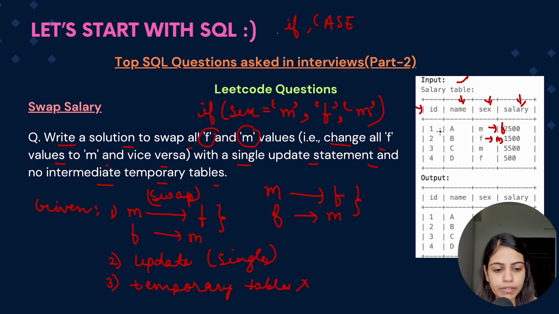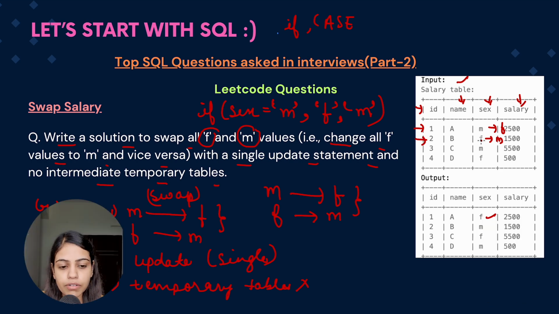Let's see. It will come here. Is sex equal to m? Yes. So go ahead and update it to f. Now coming to this, is sex equal to m? No. So go ahead and update it to m. Now coming to this, is sex equal to m? Yes. So update it to f. Now coming to the last row, is sex equal to m? No, it's f. So update it to m. Here you can see that it has swapped and updated all the values.